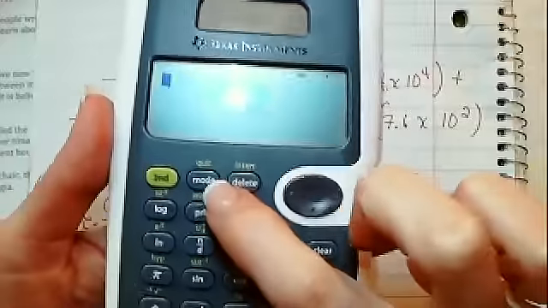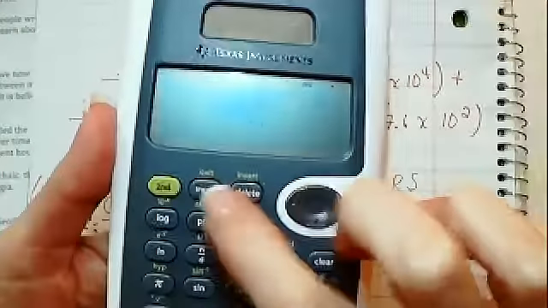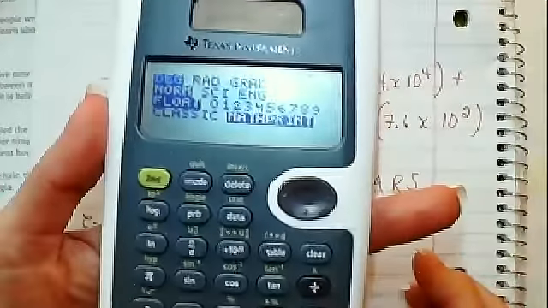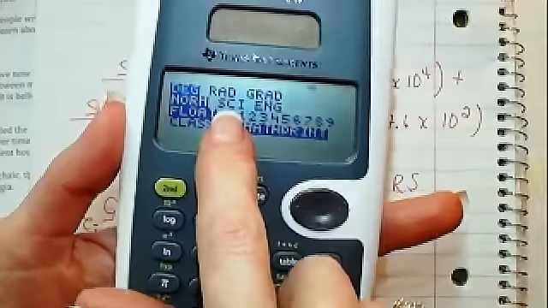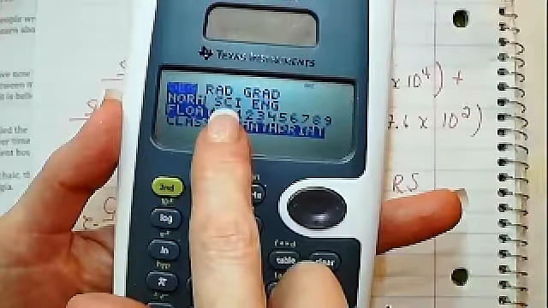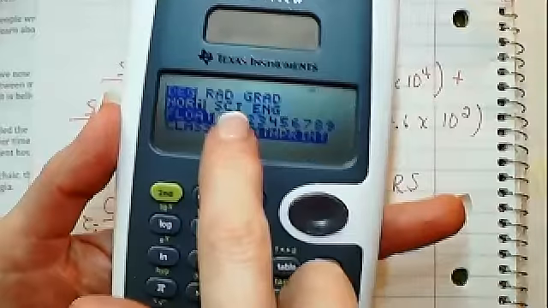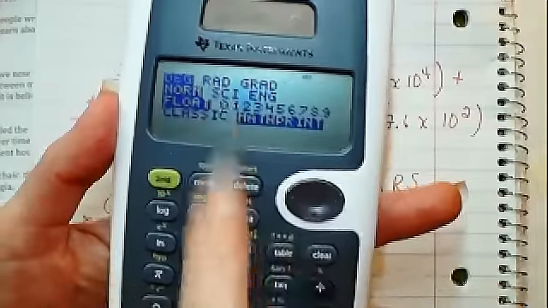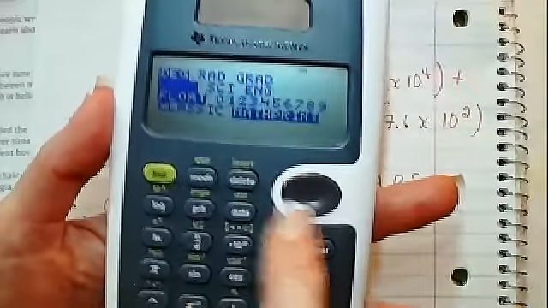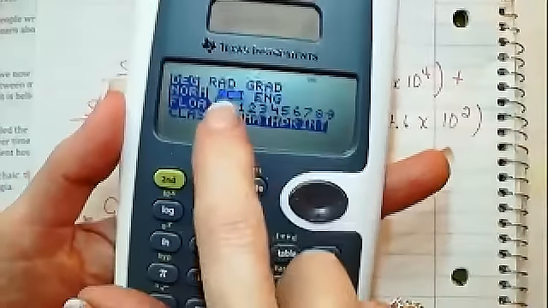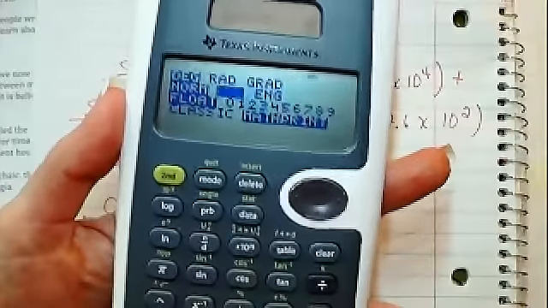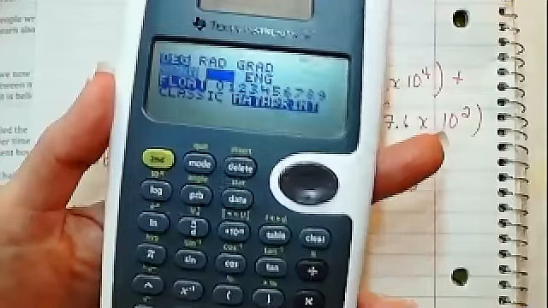You have a mode button right here. It says mode beside the second button. You hit mode, and then you have all these words come up. Well, that word right here, SCI, that means scientific notation. So I want to get to that scientific notation. So I'm going to arrow down and see my cursor's moving. Now I'm going to arrow right, and SCI is now blinking, right? So I'm going to hit enter.